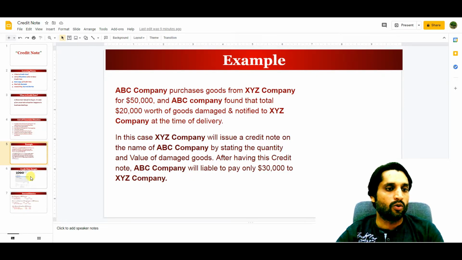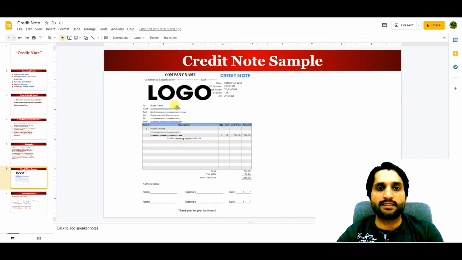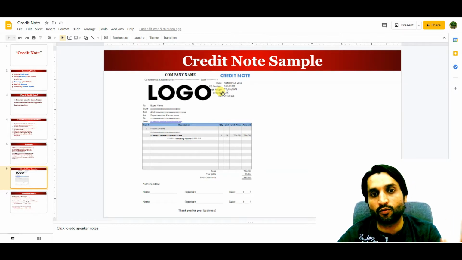Now let me show you a credit note example. This is a credit note. Here the company name or the seller name who is selling goods, their registration numbers and tax numbers, date of credit note, purchase order number, the credit note number, then the invoice number. This credit note is against which invoice you issued before, so you need to mention that invoice number.